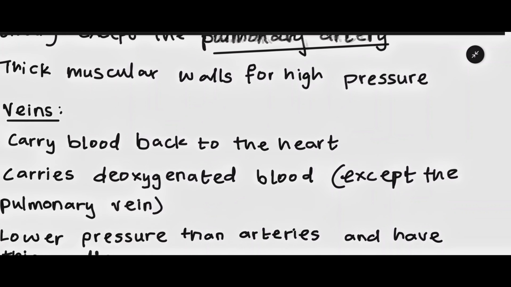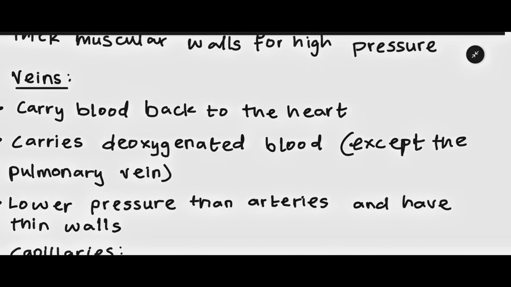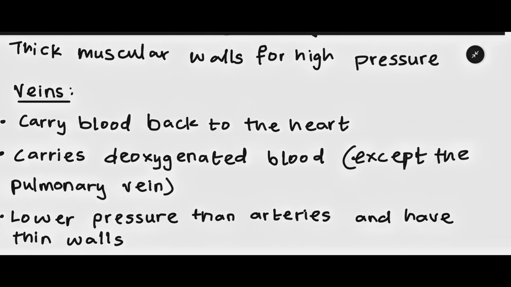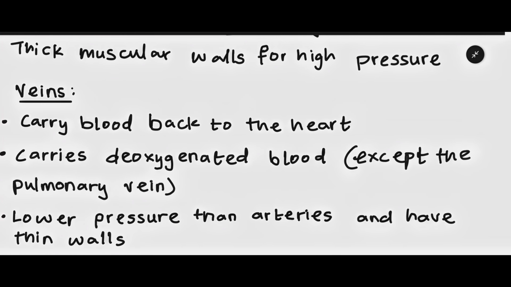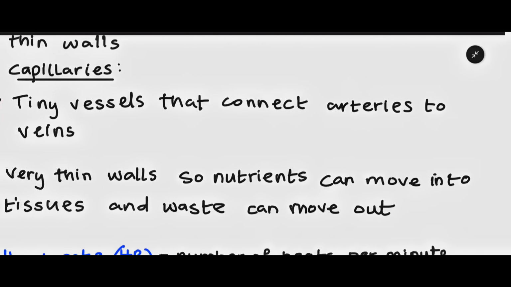Now, veins carry blood back to the heart and they carry oxygen-poor blood. So we have oxygen-rich blood, but the blood that veins carry isn't rich in oxygen, so we call that deoxygenated blood. And again, the only exception, the only vein that doesn't carry deoxygenated blood, is the pulmonary vein, which carries oxygenated blood from the lungs to the heart. Veins have lower pressure than arteries, so they have thin walls because they don't have high pressure to withstand.